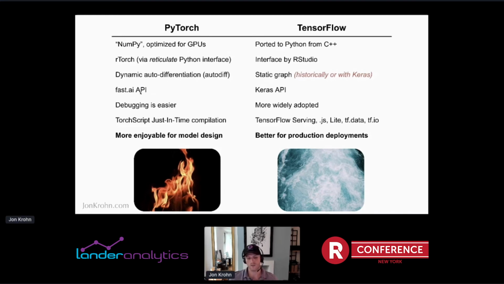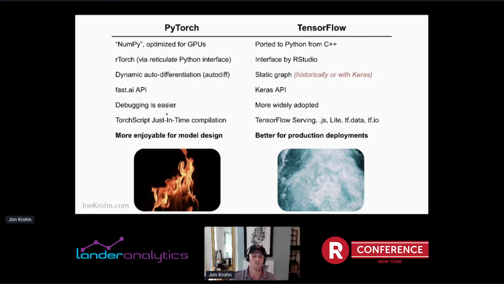PyTorch has something called the Fast.ai API that allows you to build models very easily, I think too easily. I think that the Keras API that's offered in TensorFlow is a really nice middle ground if you're getting started in deep learning. Because of the short stack traces and because of how Pythonic it is, debugging is much easier in PyTorch. The advantage of TensorFlow is that it's much more widely adopted.